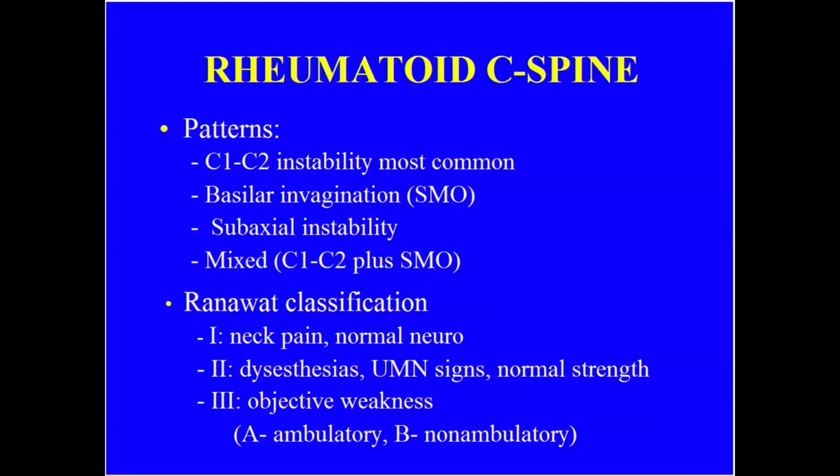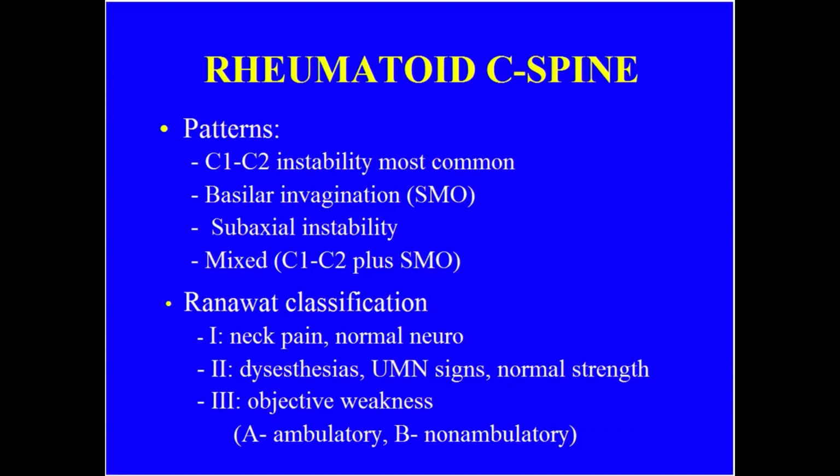The other patterns that you see include basilar invagination, which is sometimes referred to as superior migration of the odontoid, subaxial instability, or mixed patterns, the most common of which is C1, C2 subluxation plus superior migration of the dens. Probably mixed patterns are the second most common variety that you see. You should be familiar with the Ranawat classification.